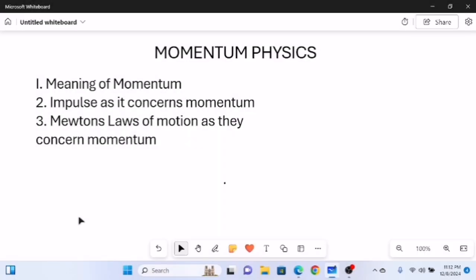So in this video we are going to be looking into momentum physics. We will critically look into momentum and define the meaning of momentum, and then we'll look into impulse as it concerns momentum. We'll also look into Newton's laws of motion as they concern momentum. Particularly, we are going to be paying attention to the second and third laws of motion.